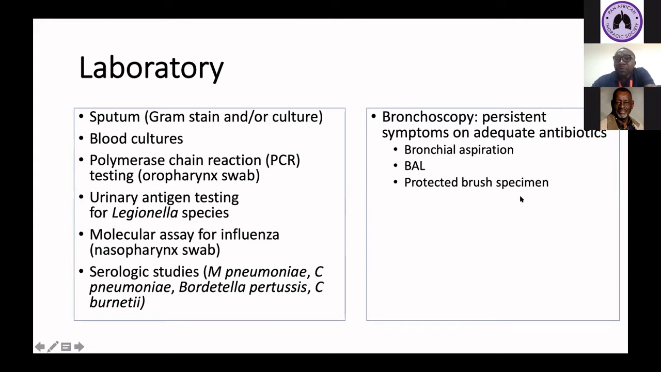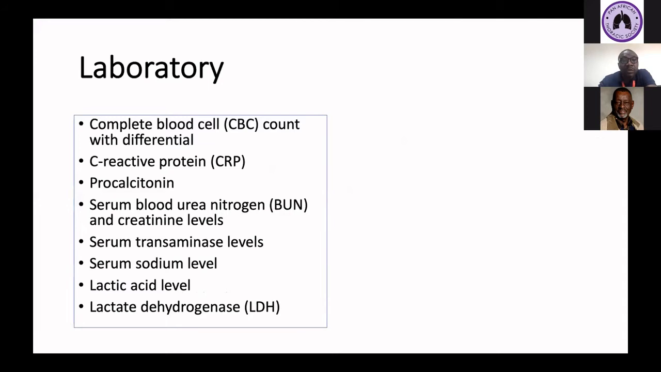In some situations where we have persistence of symptoms, when the patient is taking antibiotics adequately, we can perform bronchoscopy and do bronchial aspiration or bronchoalveolar lavage or protected brush specimen to take specimens for bacteriological analysis. Some other lab tests are full blood count and C-reactive protein, which is usually raised in these situations. We can test for procalcitonin, and other tests are also important to see different complications of the pneumonia.